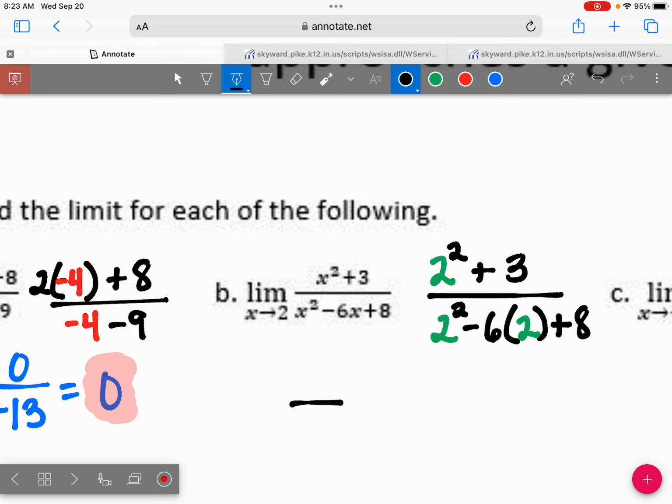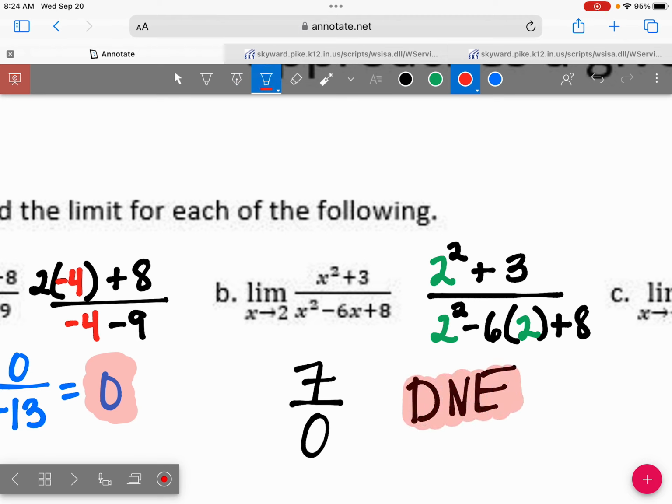All right, so what's 2 squared plus 3? 7. What do you get when you take 2 squared minus 6 times 2 plus 8? 0. Type that in your calculator. You get an error. So that means that the limit does not exist. There is a discontinuity happening right there. That's why we have an error.